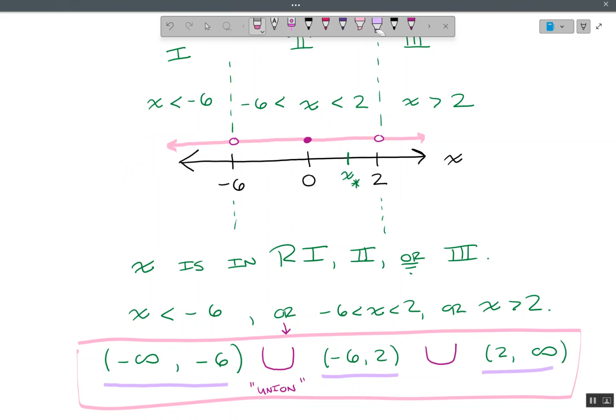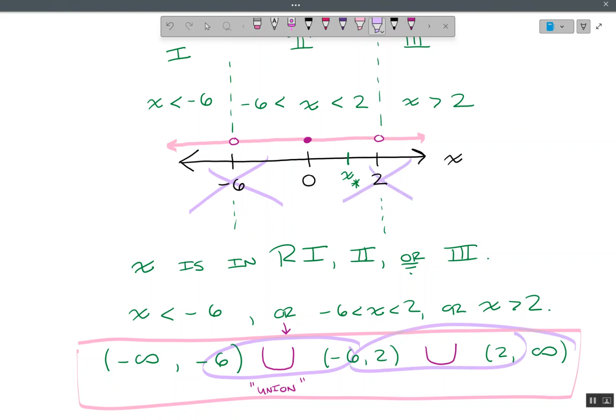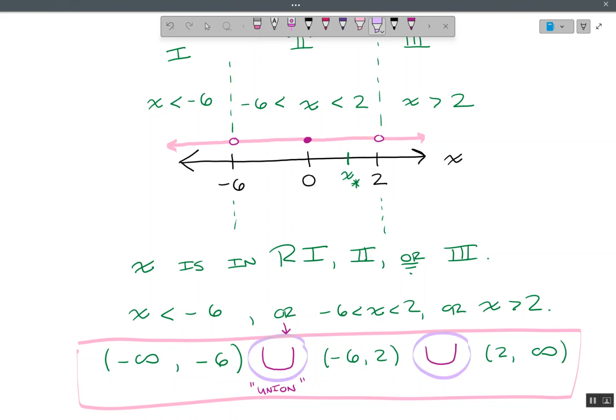You will see as well that these breaks occur across the numbers that are excluded. So -6 was excluded, and 2 was excluded. So the big idea today is understanding this union notation. Good job, y'all.